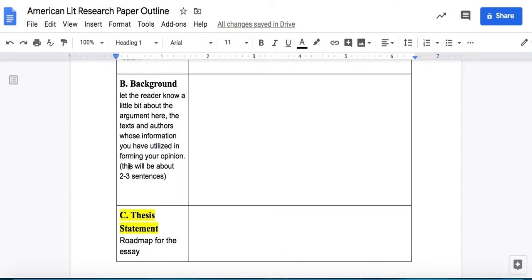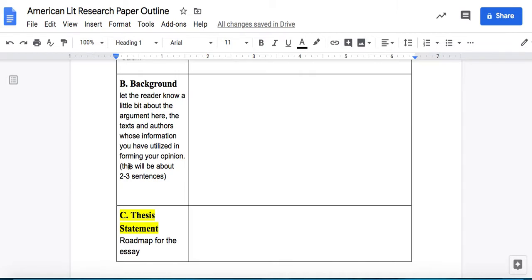Background. Let the reader know a little bit about the argument here, the text and authors whose information you've utilized in forming your opinion. Now, you guys have quite a few texts. You have three texts, and there might be various opinions included in those that you hope to use in the defense of your position. You don't need to include every author, but if you've got somebody that's outstanding, a group that is widely recognized, you might want to include them in there. Otherwise, you can reference the greater publications, the New York Times, or the science journal, or whatever it is that you're including. It's not absolutely necessary.